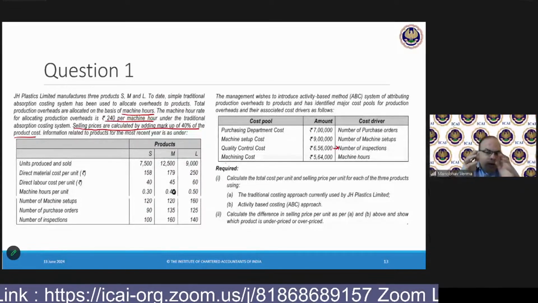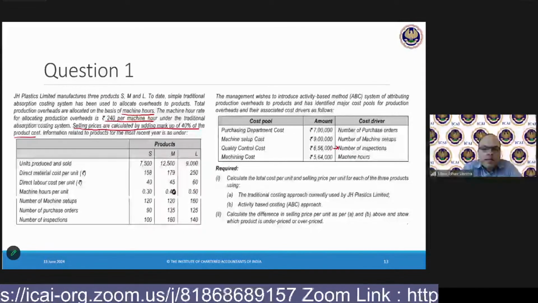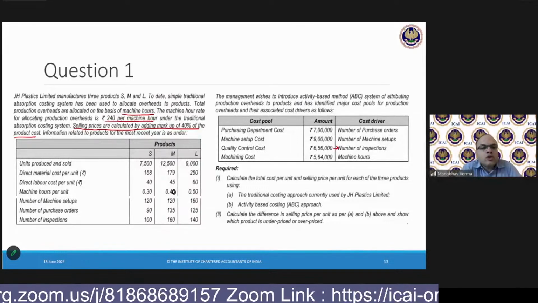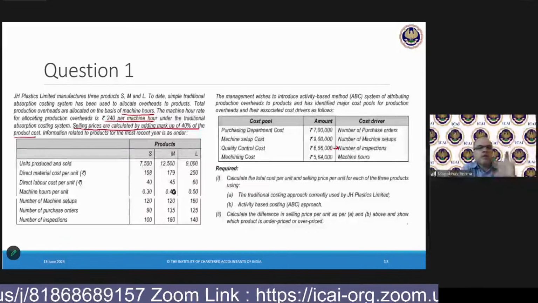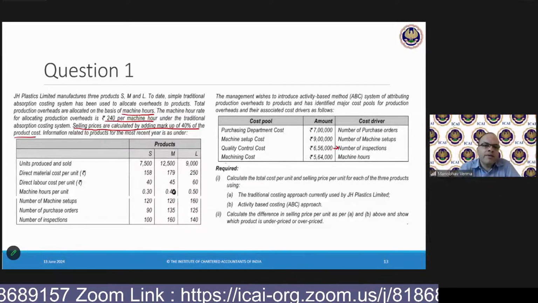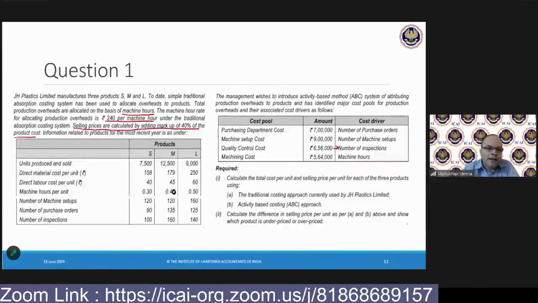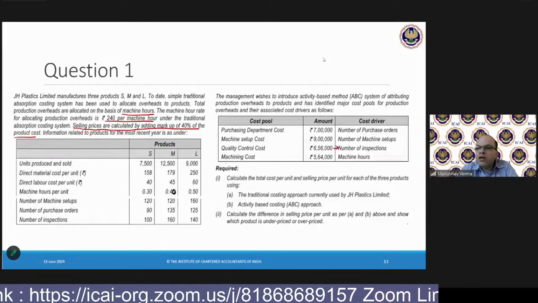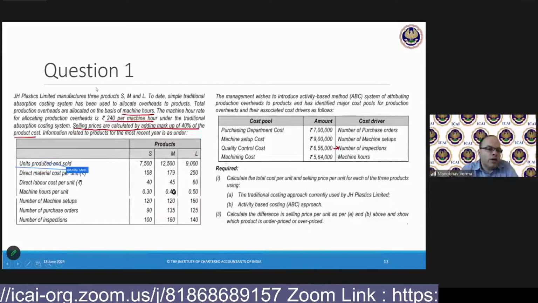So the requirement here is to calculate the total cost per unit and selling price per unit for the three products using the traditional costing and also ABC. And then we have to compare the difference here in terms of underpricing and overpricing. Very similar to what we've already seen, but in this case we were just getting a little bit of a step ahead to the real selling price. How does it impact my selling price of the product, as I was talking about in the earlier example of cans and bottles here.